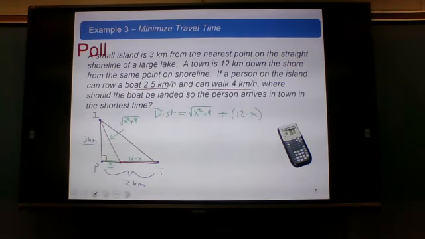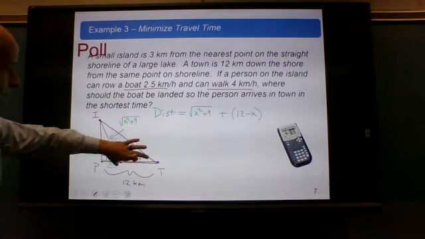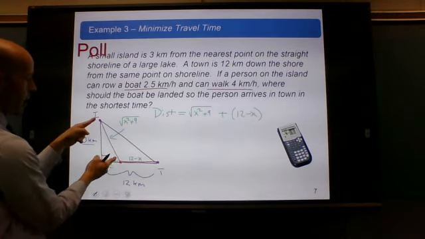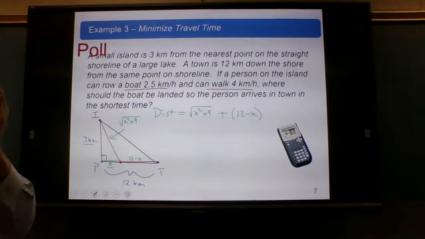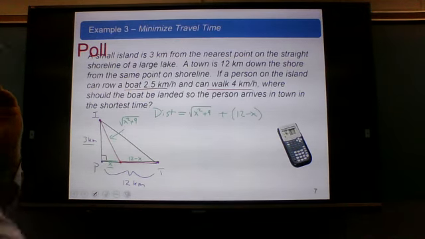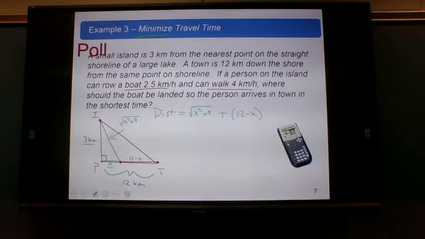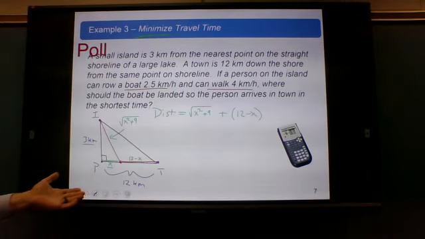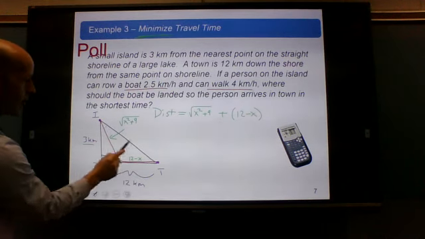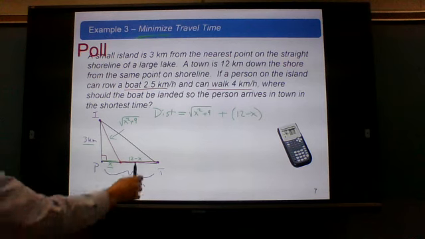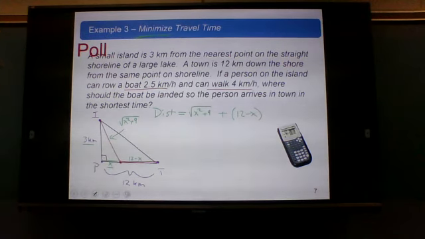So this equation represents this red distance, the amount that we're going to go by foot, and then the amount we're going to row by boat. But you'll notice that this question doesn't ask us to minimize the distance. It asks us to minimize the travel time. If we wanted to minimize the distance, you would just take the boat directly from T to I. So we've got to somehow convert this distance formula into something with regard to time.